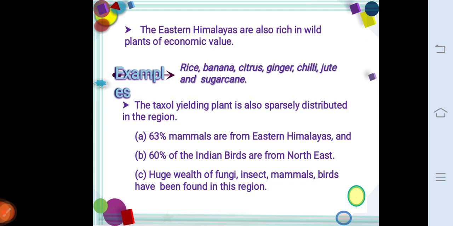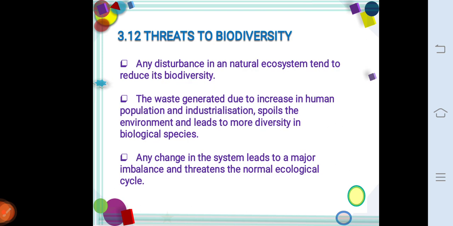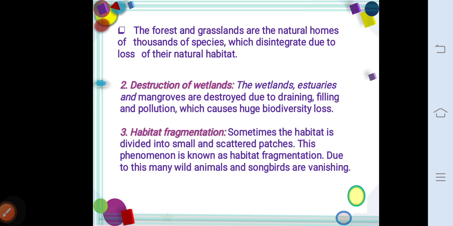Second one is destruction of wetlands. It's also one of the reasons for loss of biodiversity. Third one is habitat fragmentation, also a main reason for biodiversity loss. Fourth cause is raw material. For the production of hybrid seeds, wild plants are used as raw materials. As a result, many plant species become extinct.